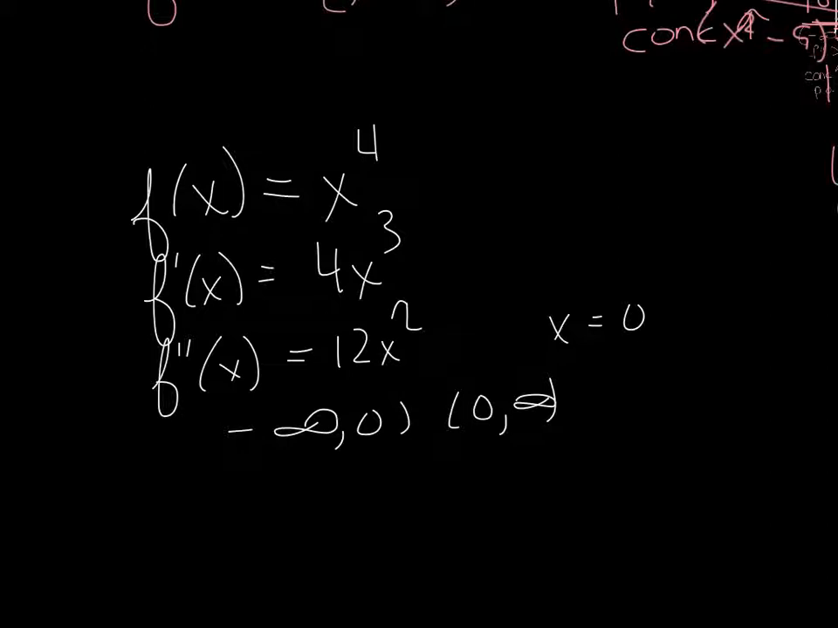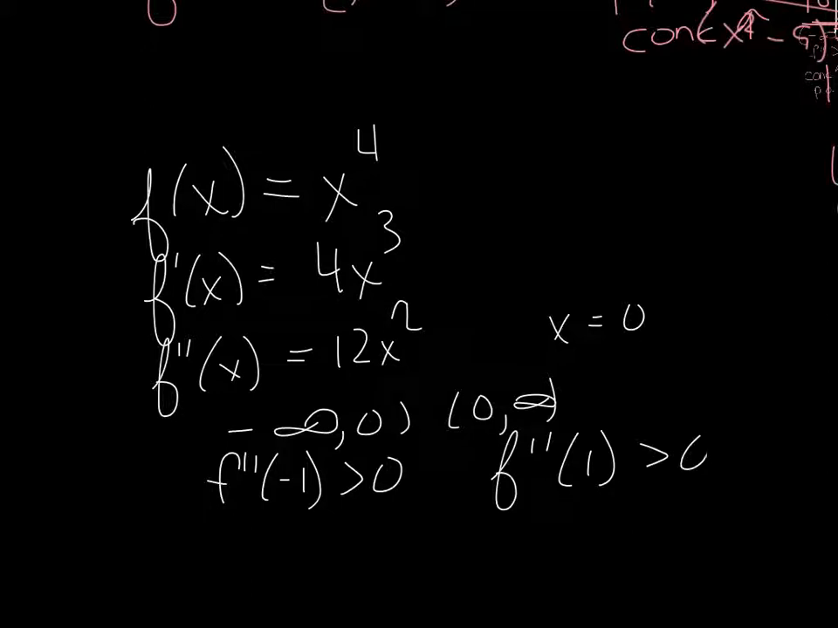If we check the second derivative, positive or negative? Positive. Second derivative in this interval, positive. So there's no points of inflection. It's always concave up. Why? Because the second derivative is always positive.